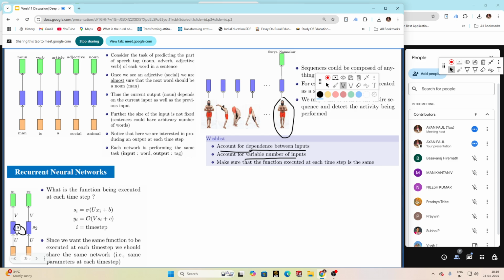So this is very simple. At each time step, si will be a function of U into xi, where U is the weight between the input layer and the hidden layer, plus the bias, and the function of that will be your si. Similarly, you can calculate yi. yi will be V into si plus another bias, that is c, and the function of that.